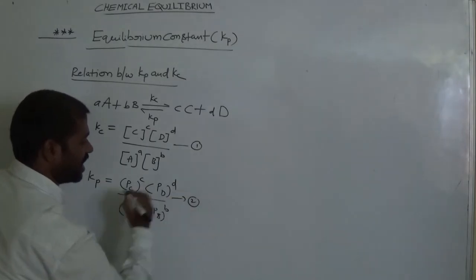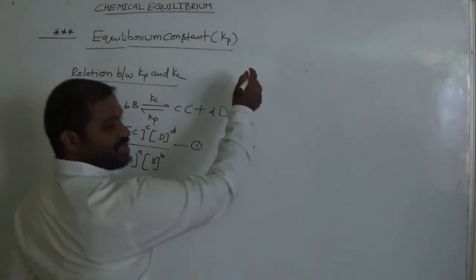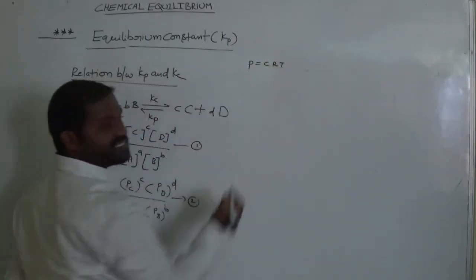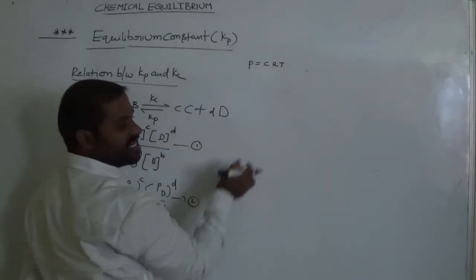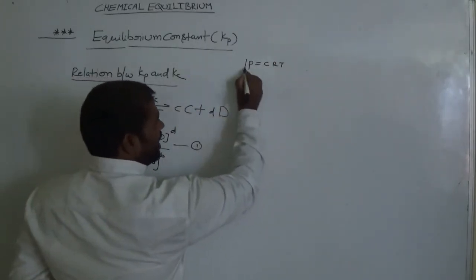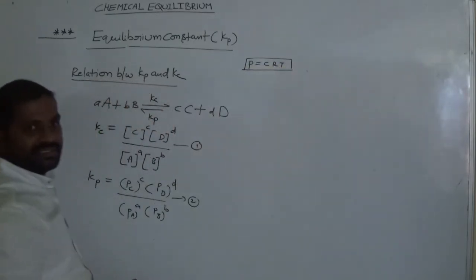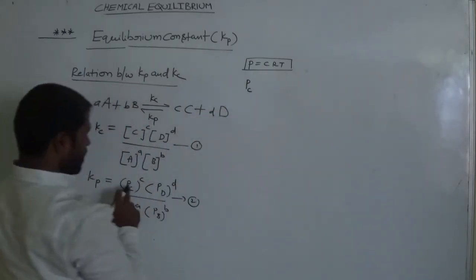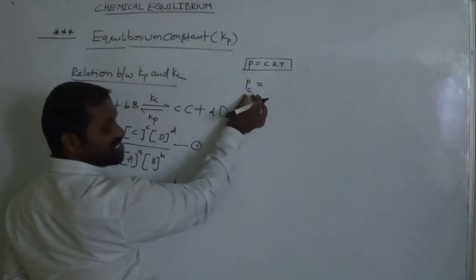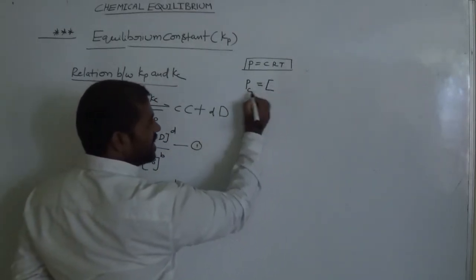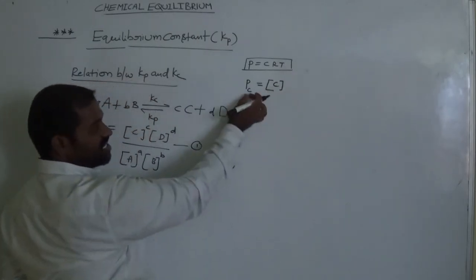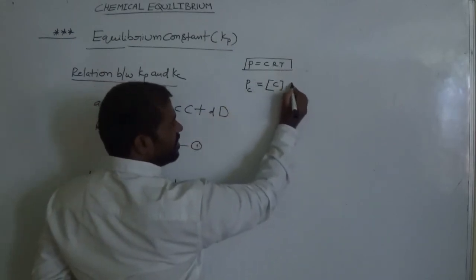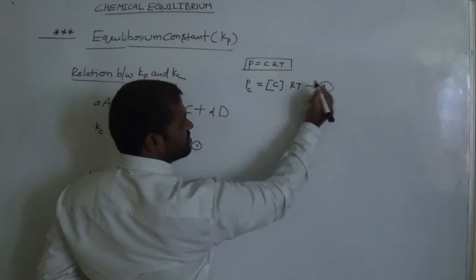This is Kp. Okay. So we know that already P is equal to CRT, where C means concentration and P means pressure. P is equal to C into RT. So now the partial pressure PC. What is the value? What is the term here? Keep that term in the bracket: the concentration of product C. This is the product, C means product here. So what is the remaining term here? RT. This is taken as small a.